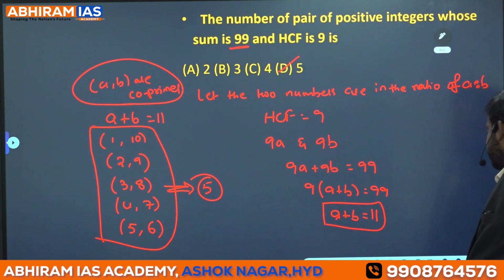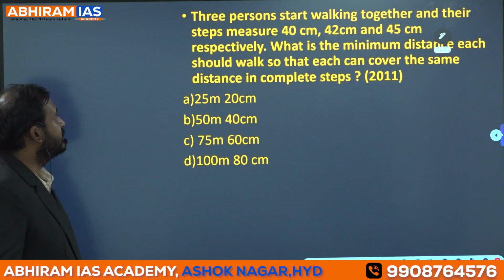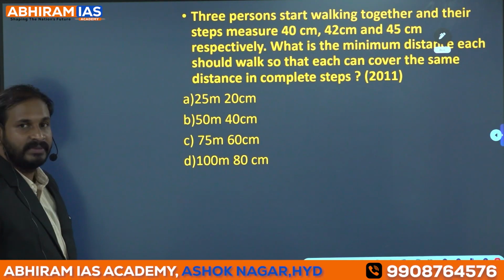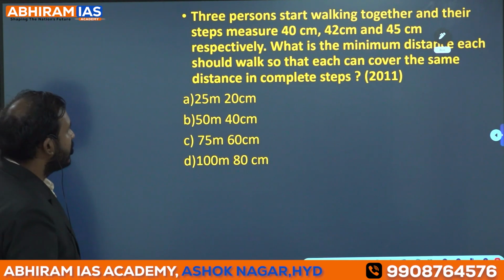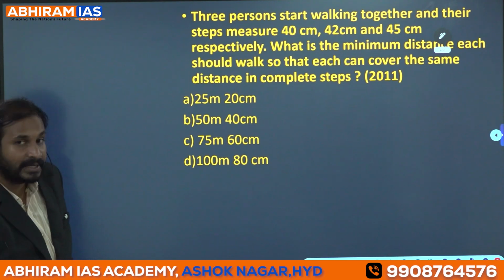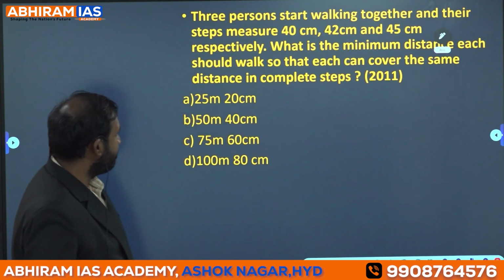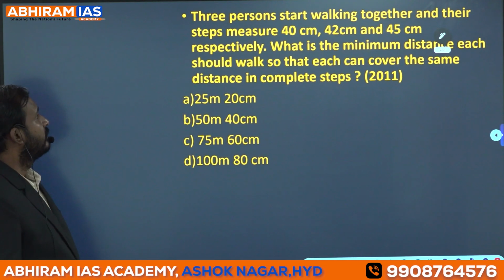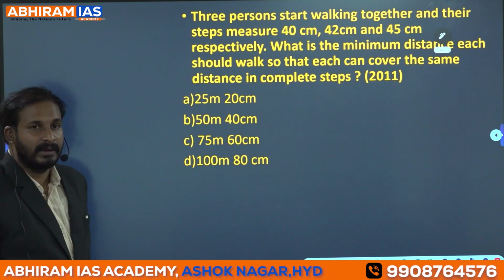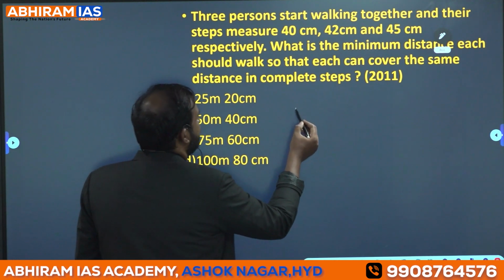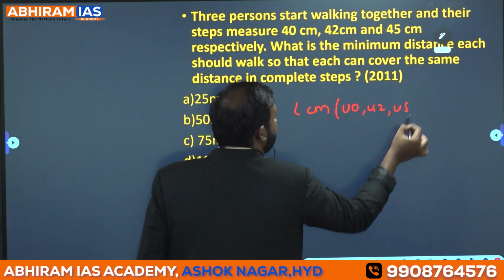Right. Next one. 3 persons start walking together, and their steps measure 40 centimeters, 42 centimeters and 45 centimeters respectively. What is the minimum distance each should walk so that each can cover the same distance in complete steps? Now see here, students. This one is nothing but the LCM. We need to find the LCM of 40, 42 and 45.